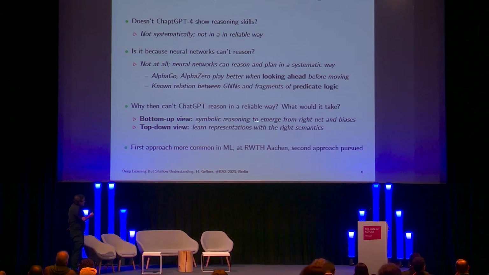On the other hand, there is another sort of top-down view where you want these networks to learn the right representations that support reasoning. In some sense, you learn representations that have some semantics, because semantics is the notion that underlies the capability of reasoning. I would say that the first approach is what the mainstream approach in machine learning was. In Aachen, normally we are engaged with this second approach.